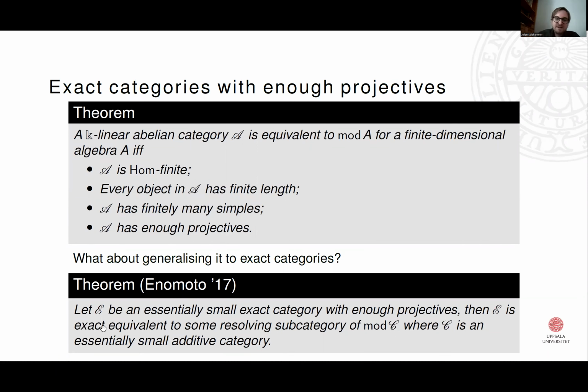even without Hom finiteness or K-linearity, or this length category condition. They are the ones that are exact equivalent to resolving subcategories of what he calls the category mod C, where C is an essentially small additive category. He works very generally, so these are not only finitely presented functors, but functors which have an infinite projective resolution, so to say. Okay, so that would be one starting point, and it tells you a bit what to expect in the exact setup. If you want enough projectives, maybe you should think about resolving subcategories. That's a good starting point, I think.